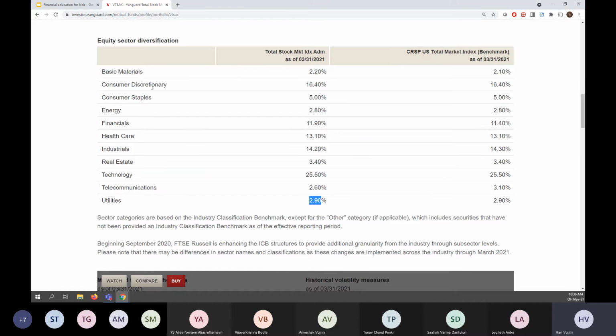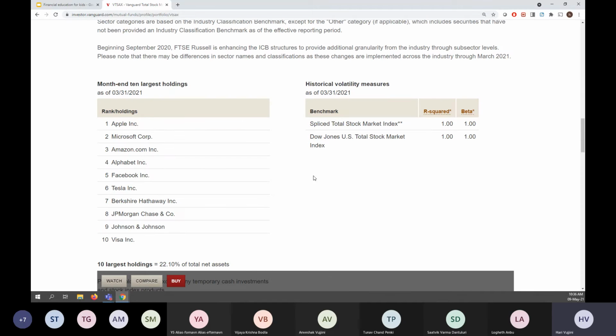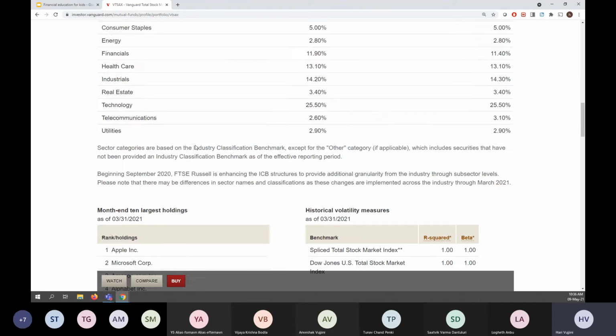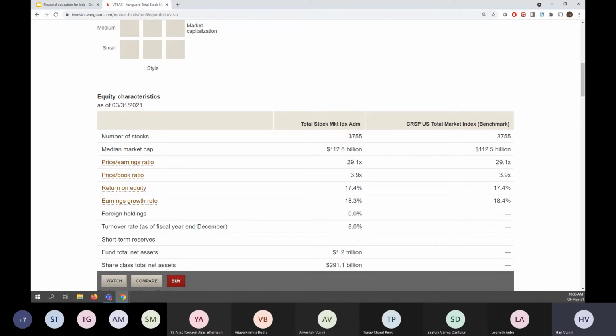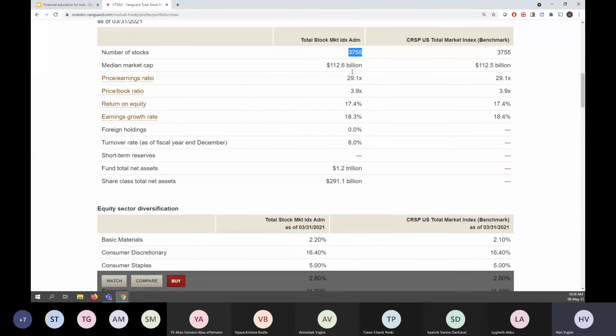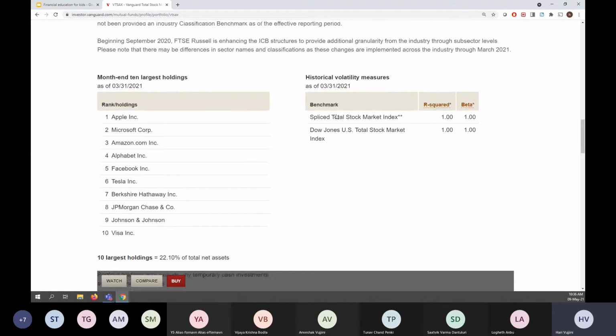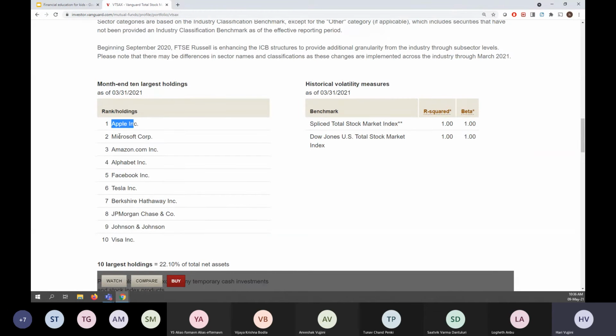Within each sector, there are multiple companies. Within technology, we know Google, Facebook, Apple, Amazon, all these companies. So let's look at the top 10 holdings of this index fund. You remember how many companies they have? They have 3,755 in this index fund. Out of those 3,755, these are the top 10 holdings. One is Apple, second is Microsoft, Amazon, Alphabet, Facebook, Tesla, Berkshire Hathaway, JP Morgan, Johnson and Johnson, and Visa.